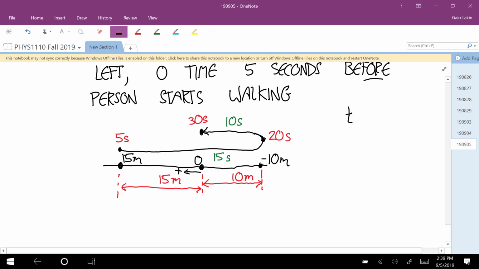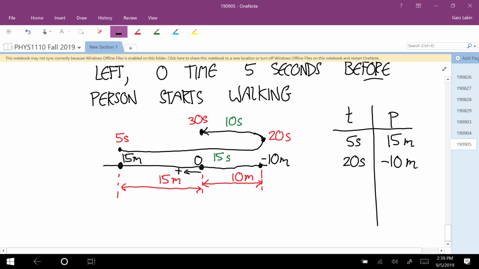And I'm going to write out this little table again. The 3 instants that we know about. The first one, the time is 5 seconds and the position is 15 meters. The second one is 20 seconds, and the position is -10 meters. And the third one is 30 seconds, and the position is 0.